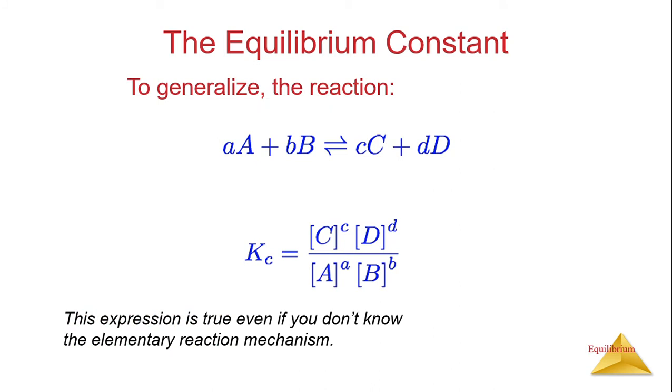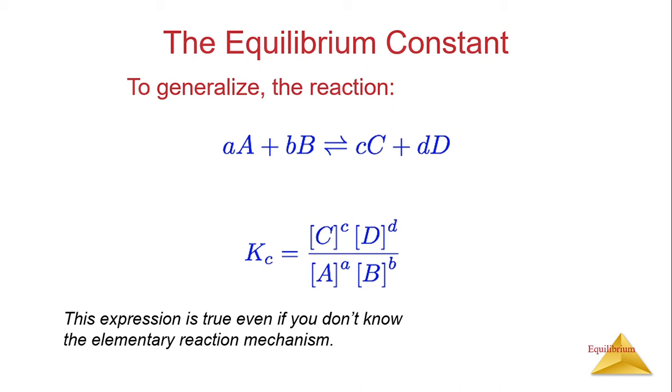Now, to generalize, the reaction is like this. Okay? Yung reactants natin ay yung A and B. Yung products natin ay C and D. Yung mga small letters, beside those capital letters, are their stoichiometric coefficients. Okay? So, pag sinulat natin yung equilibrium constant expression, we write it as this.